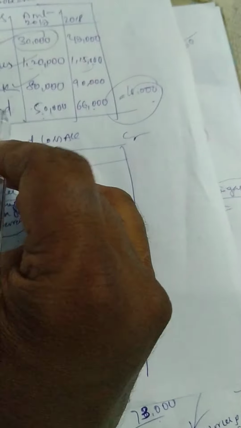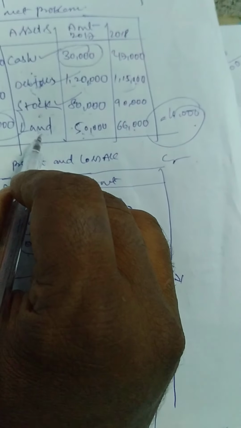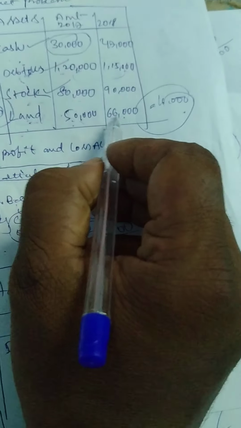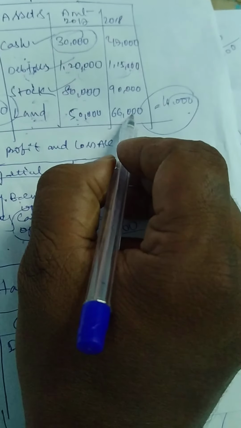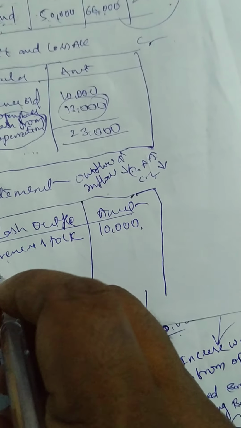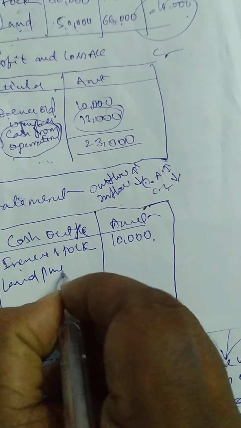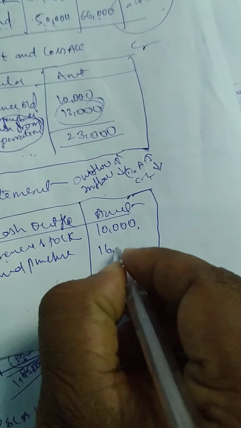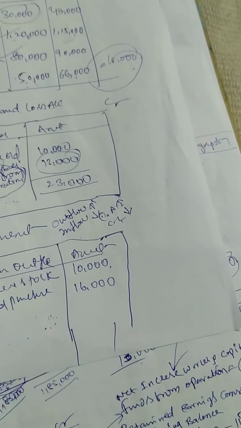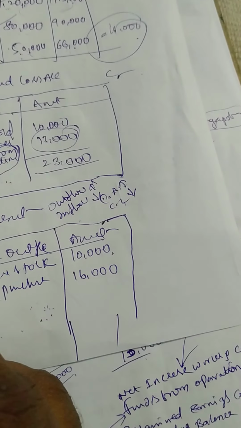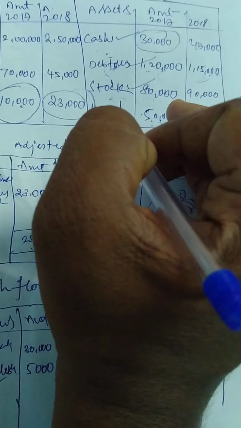Next one is what? Land. So purchase of land, right? Purchase of land 50,000 in 2017 and 2018 60. Is it an increase or decrease? Increase. Increase means inside, outflows. Land purchase, how much? 16,000 increase. Next one is what? Inside, this cash over, debtors over, stock over and land over.